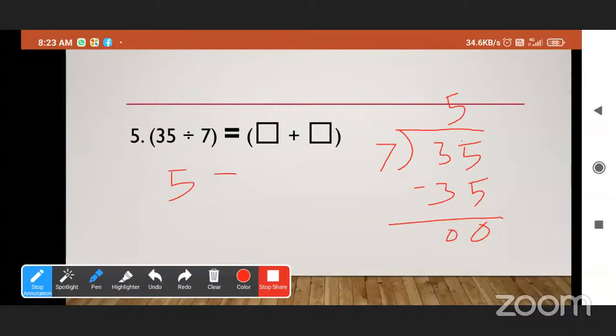So we can write 4 plus 1. Very good. So values must be equal. So 4 plus 1, 3 plus 2, 1 plus 4, 2 plus 3, 0 plus 5 also. Yes. So we can put different numbers in the boxes whose sum is 5. Okay, very good.